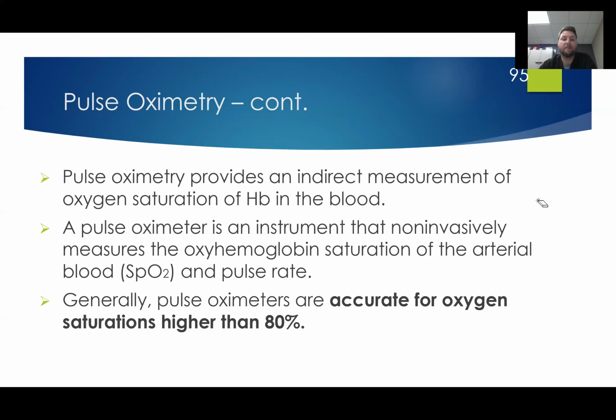Generally, pulse oximetry is accurate for oxygen saturations higher than 80%. That's important to note as well: if your saturation is reading lower than 80%, it's probably not accurate. You don't really know what's going on at that point. So if you have a saturation of 70%, you don't really know. It could be 70, it could be 40. We don't know at that point. So it's really only accurate down to 80% saturation.